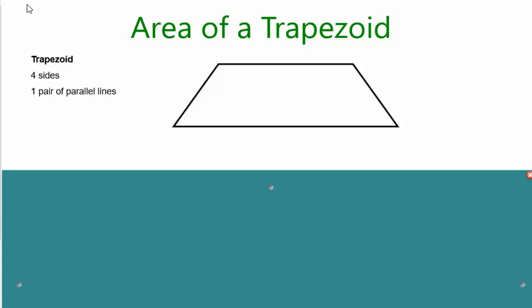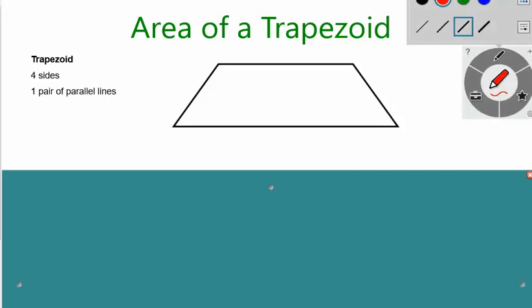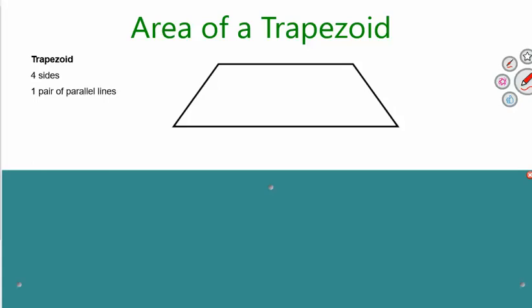A trapezoid is different from the parallelogram and the rectangle because it only has one pair of parallel lines. It is still a quadrilateral, so it still has 4 sides, but it only has one pair of parallel lines. So these are my parallel lines. This one and this one are my parallel lines.